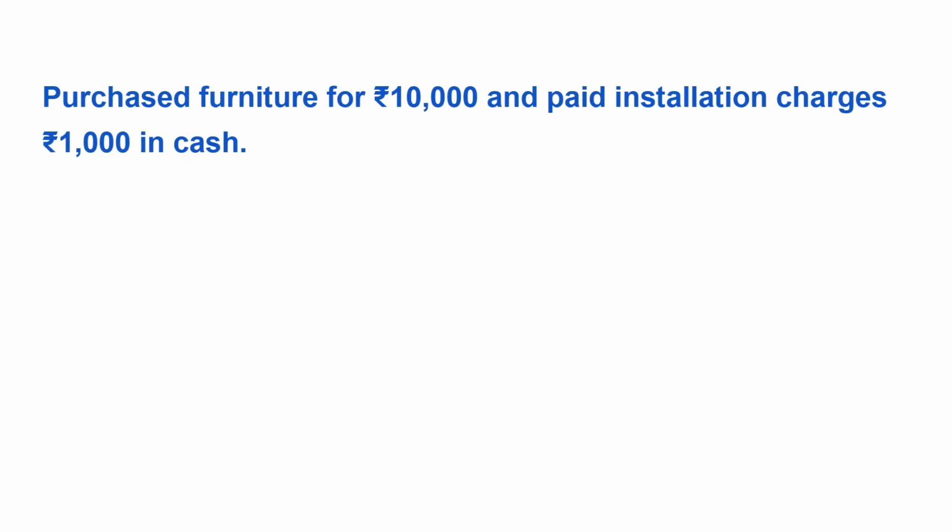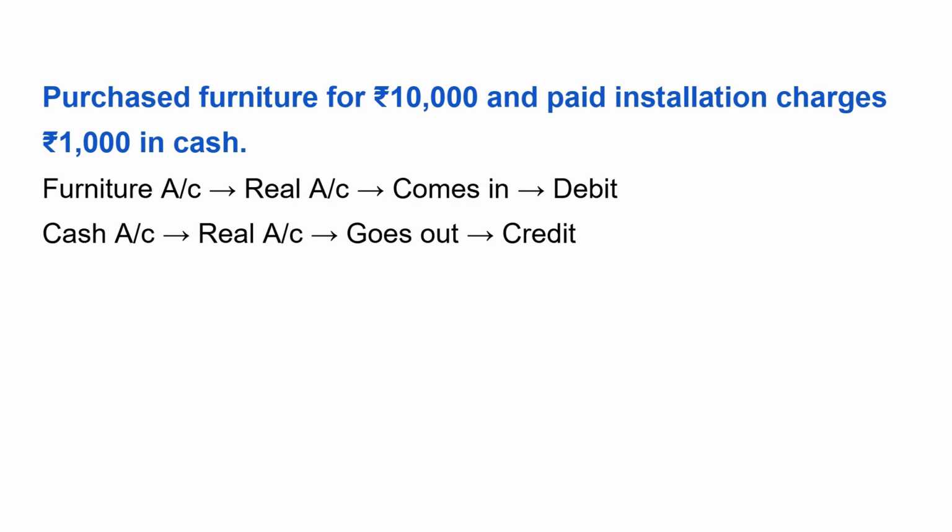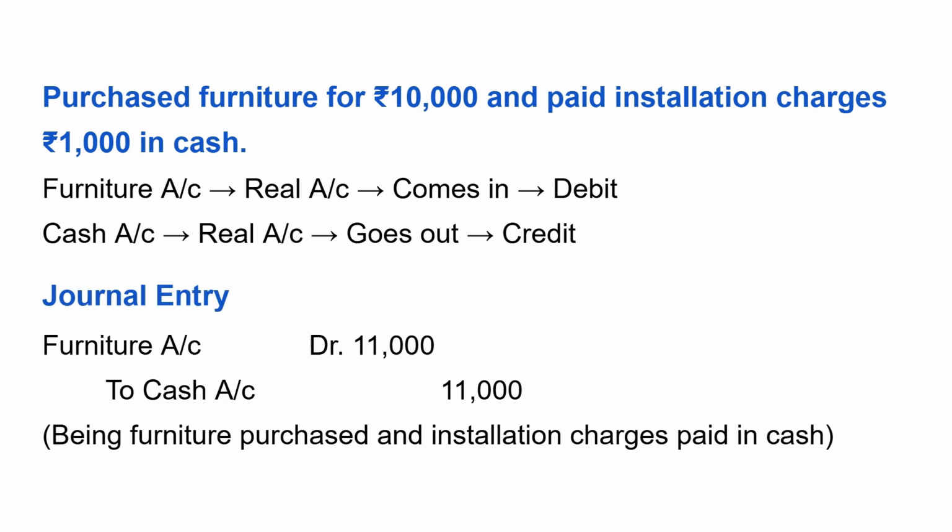Next, purchased furniture for 10,000 rupees and paid installation charges 1,000 rupees in cash. Here, the accounts affected are furniture account and cash account. Furniture account is a real account and furniture comes into the business. So it is debited. And cash account is a real account and cash goes out of the business. So it is credited. And the journal entry is furniture account debit 11,000 rupees to cash account 11,000 rupees. And the narration is being furniture purchased and installation charges paid in cash.